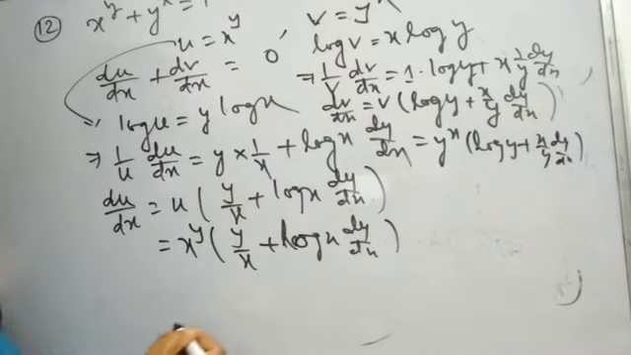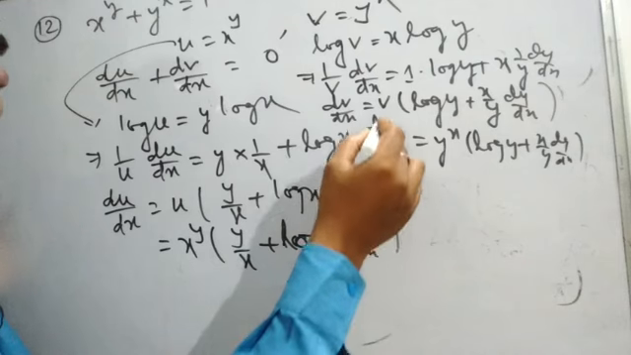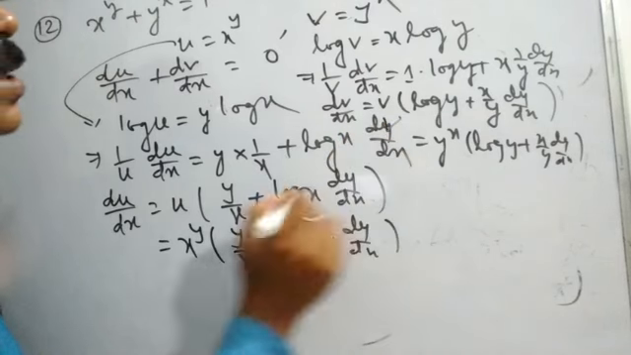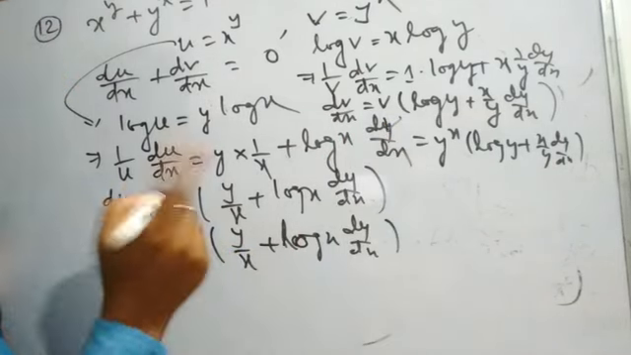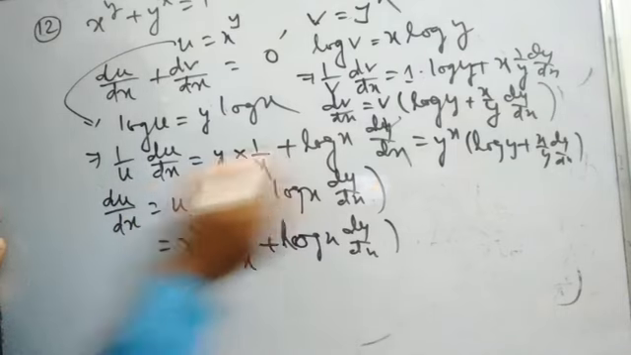So we'll get the value by adding, that is dv by dx, this value, then we have to find that dy by dx. So du by dx plus dv by dx is equal to 0, from which we find dy by dx.